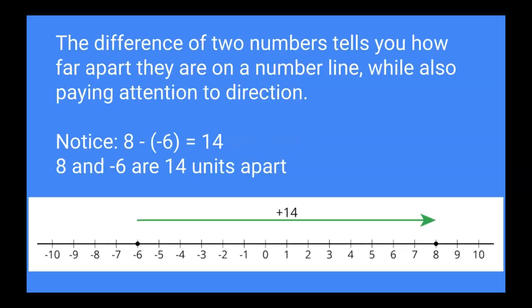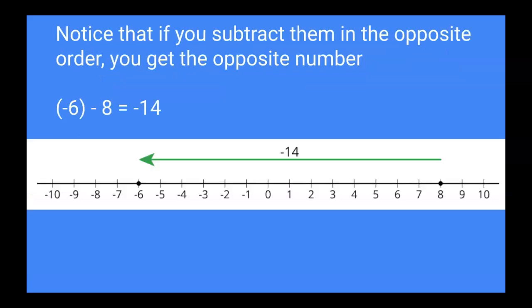The difference of two numbers tells you how far apart they are on a number line, but it also pays attention to direction. Notice, if I tell you to do 8 minus negative 6, you can look at 8 and negative 6 on a number line, and they are 14 units apart. And 8 minus negative 6 happens to be 14. But if I subtract them in the opposite order, you get the opposite number. If I have negative 6 minus 8, they're still 14 apart on a number line, but to get from the 8 to the negative 6, you have to go negative 14. Negative 6 minus 8 is negative 14.